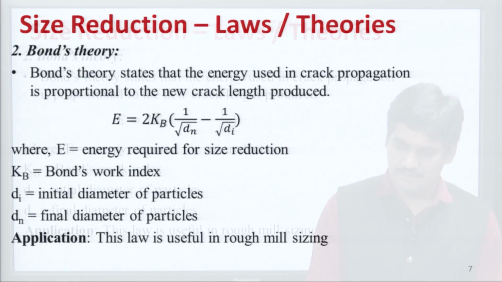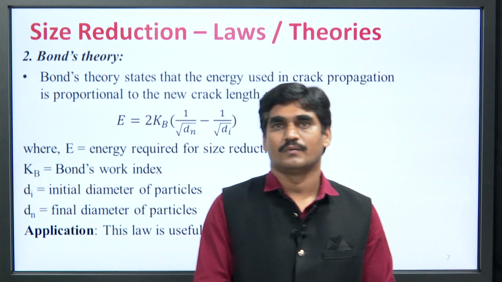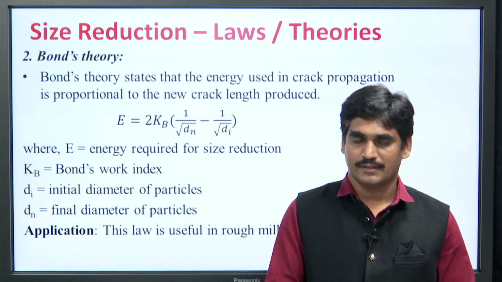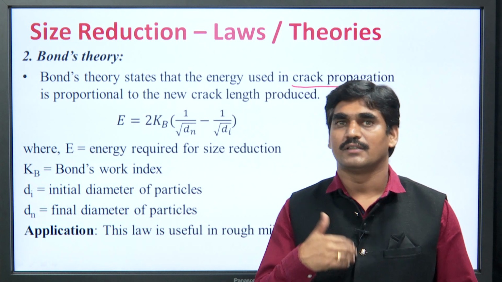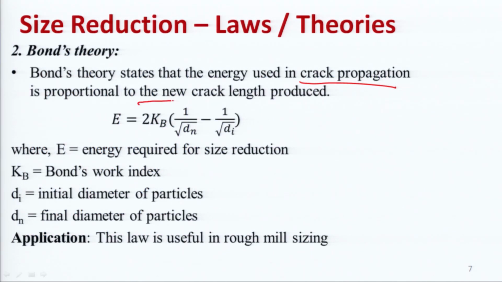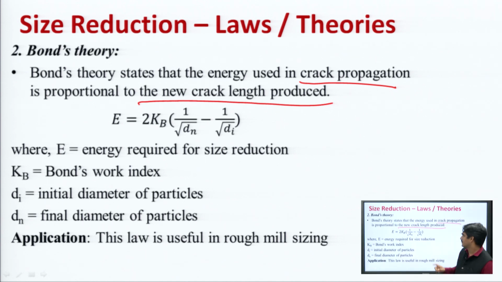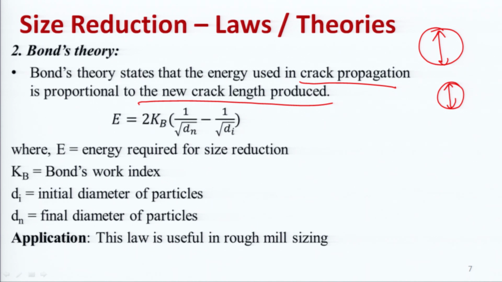The second theory is Bond's theory. Bond's theory states that the energy used in crack propagation is proportional to the new crack length produced. Suppose this was the initial diameter of the particle and this is the final diameter of the particle. So, according to Bond's theory, the energy used in crack propagation is proportional to the new crack length produced.